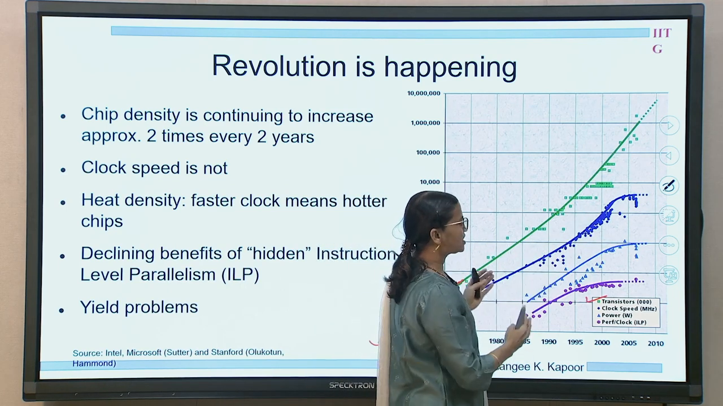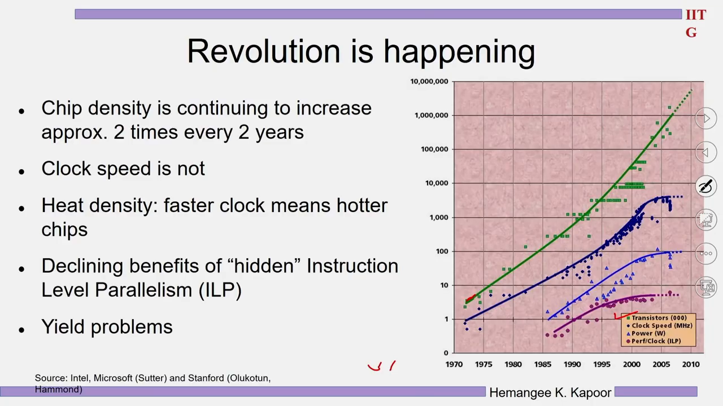As the clock frequency increased, the power definitely increased. But beyond this limit, I had to stop increasing the frequency because I could not dissipate the power dissipated at that frequency. So the frequency was capped to control the power dissipation. And because of these two caps, the performance per clock also almost stopped improving. Our target is, given the ever-increasing green line, can I have my purple line follow the same trend? But we are not able to do this beyond these years because of the problem with heat. Heat density is increasing because the faster the clock, the more the power dissipation. The clock speed is not increasing beyond that.